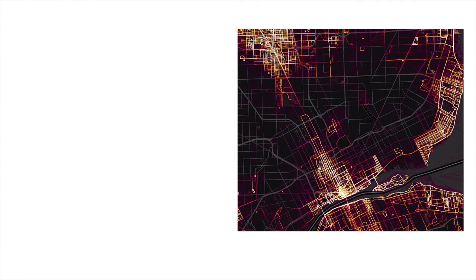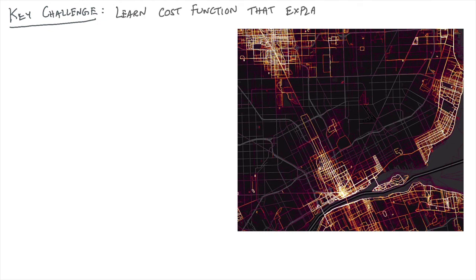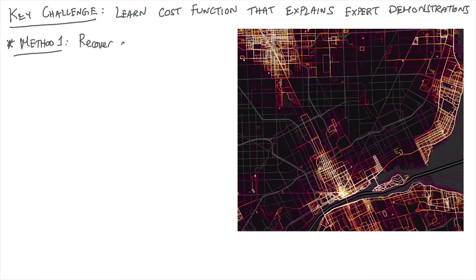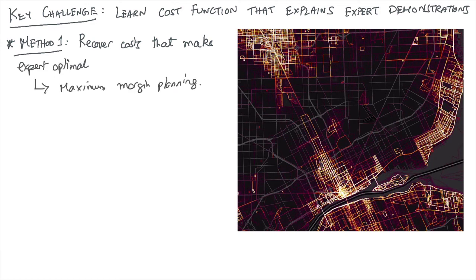So we're now at an end. Let's recap the key challenge that we explored in this lecture. We looked at the problem of learning cost functions that explain human demonstrations. We looked at two main methods to tackle this problem. Method one, we tried to recover costs that make the expert look optimal. The way we did this is via maximum margin planning, which bumped down the cost of human trajectories and bumped up the cost of optimal plans. The problem is that it could not tackle suboptimal experts.